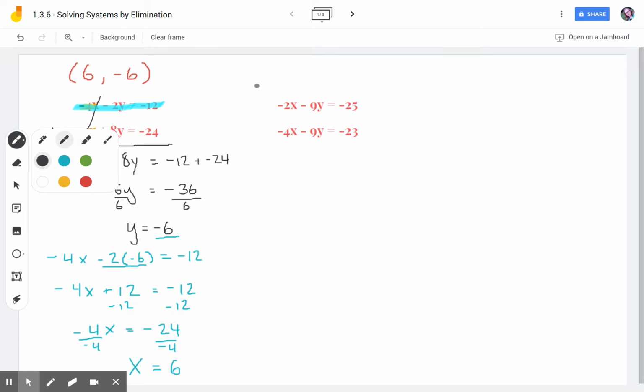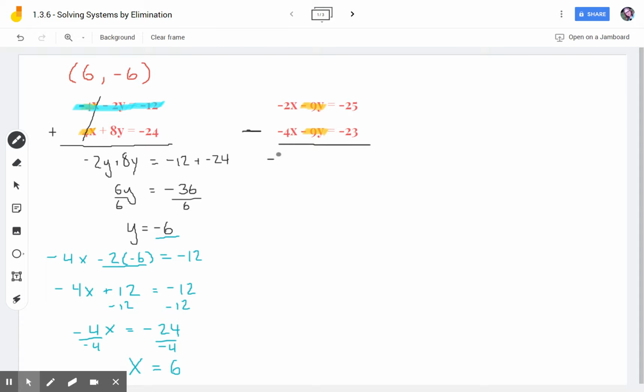And let's look at the second problem here. We've got negative 2x minus 9y equals negative 25, and negative 4x minus 9y equals negative 23. So here the matching variables are my y variables. We've got negative 9y and another negative 9y. And because these have the same sign, this is going to be a subtraction problem. We're going to need to subtract our second equation from the first one.